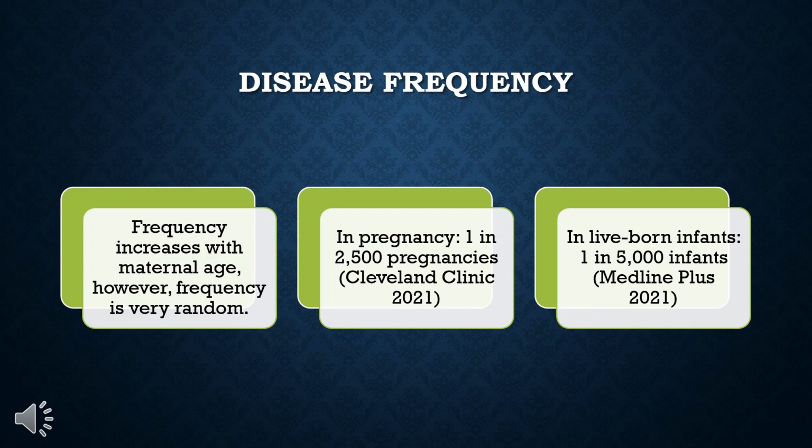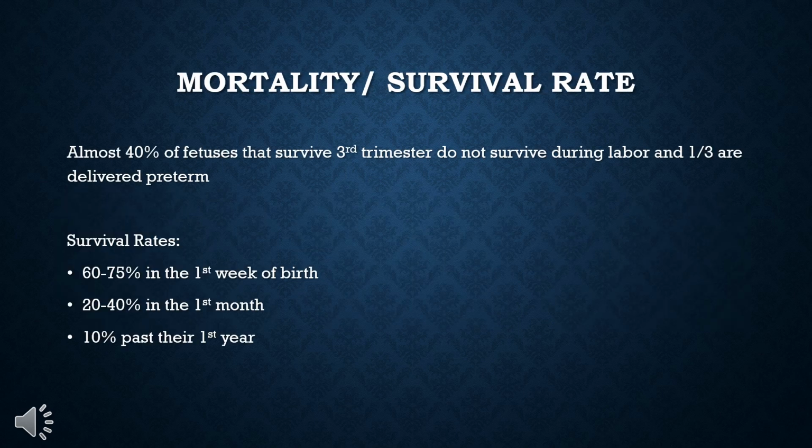with the same disease. Trisomy 18 is a very severe condition with a very high mortality rate. Almost 40% of fetuses that survive the 3rd trimester do not survive during labor, and 1/3 are delivered preterm. The survival rates of babies diagnosed with trisomy 18 are 60 to 75% their first week, 20 to 40% their first month, and 10% past their first year. Within the children that go past their first year of life, they are able to live life with the full support of their families. However, they will never be able to learn to walk or talk.